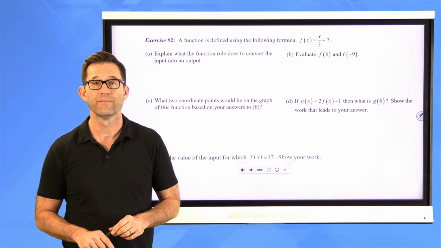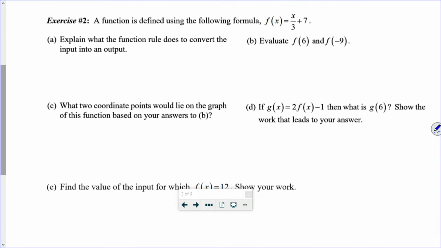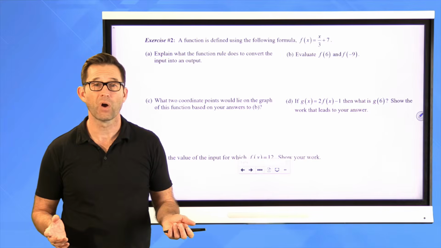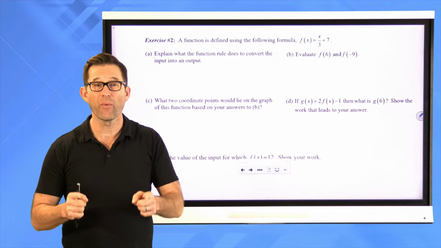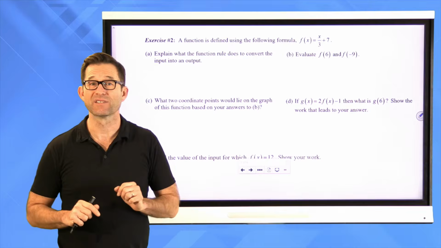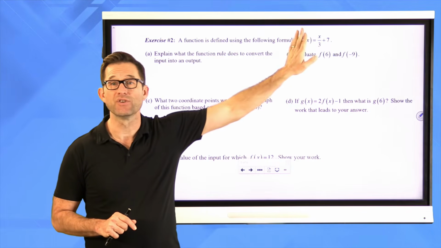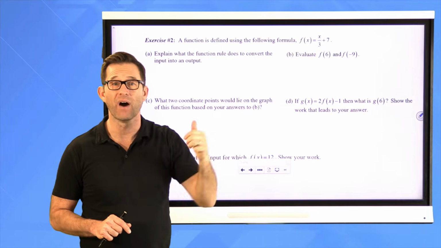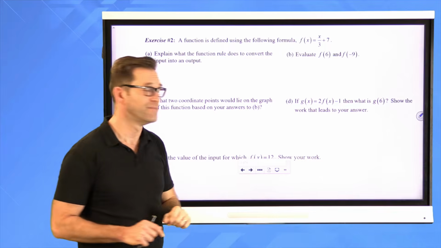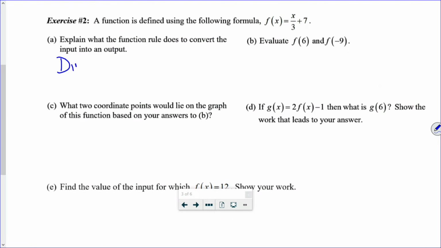Well, let's take a look at another situation where we have a function defined by a formula. Exercise number 2. A function is defined using the following formula. F of x equals x divided by 3 plus 7. Letter A, explain what the function rule does to convert the input into an output. All right, remember, functions convert inputs into outputs. This takes us all the way back to Unit 1, Lesson 1. Because the function rule is really just given by that expression. And what does that expression do to x? It divides it by 3 and then adds 7.